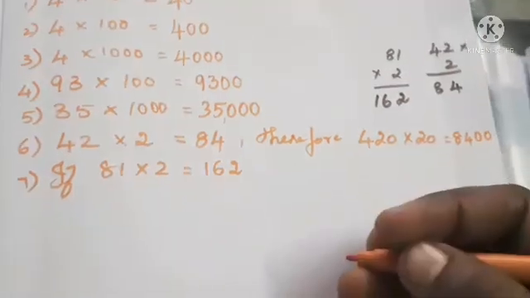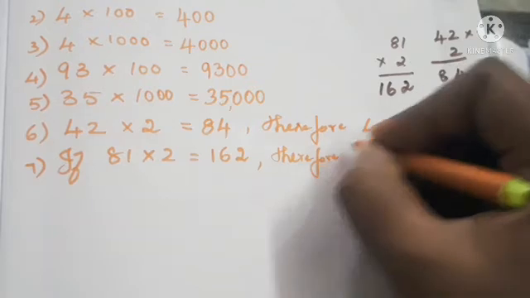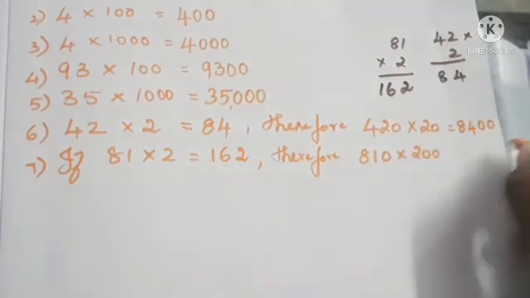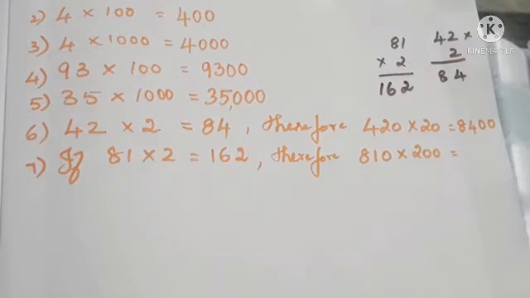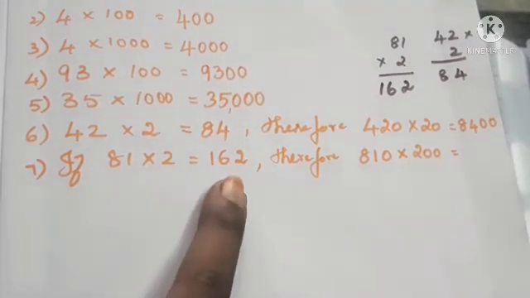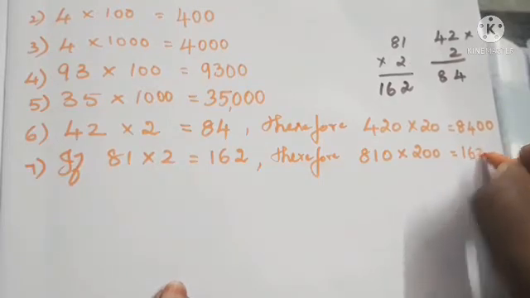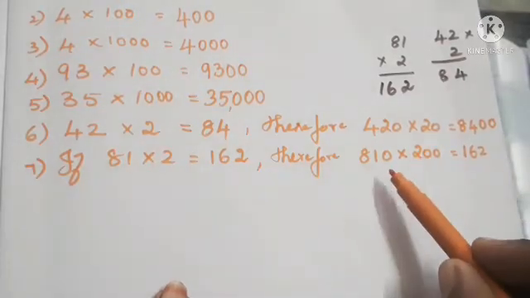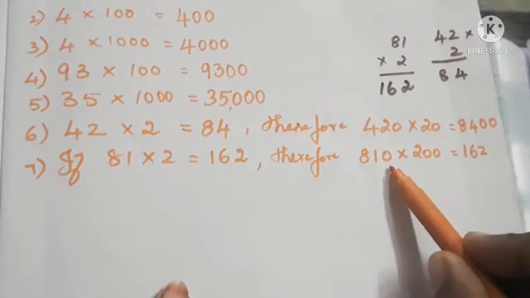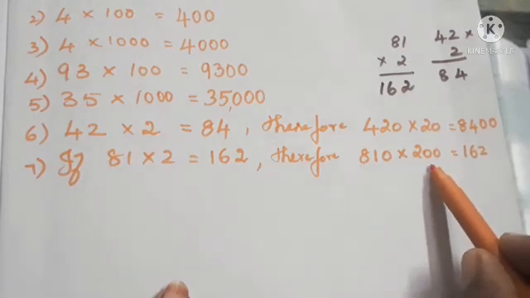So therefore, 810 into 200. Okay, 810 into 200. So here 81 into 2 we got 162. So just we can write the 162 as it is. And look at here, why I have written it: in the 810 we have one 0 and in the 200 we have ones and tens places as zeros.